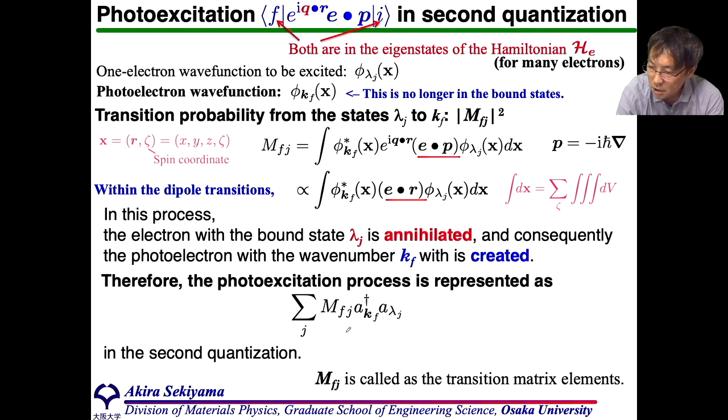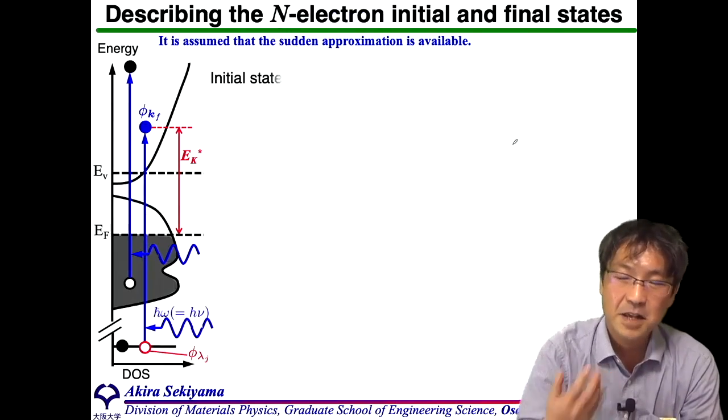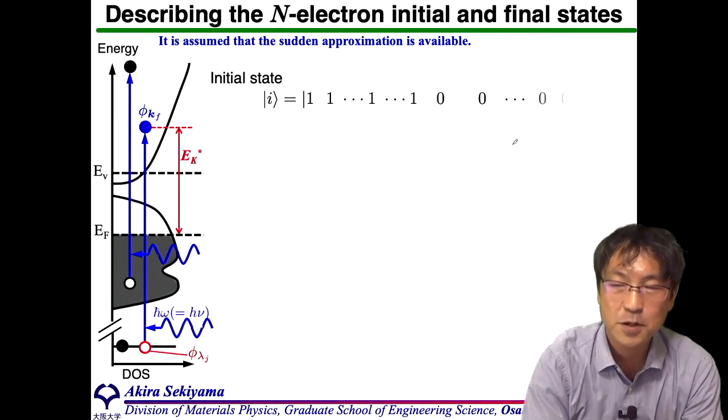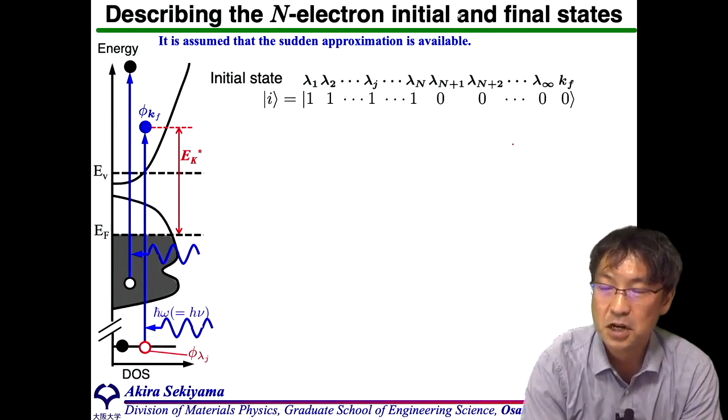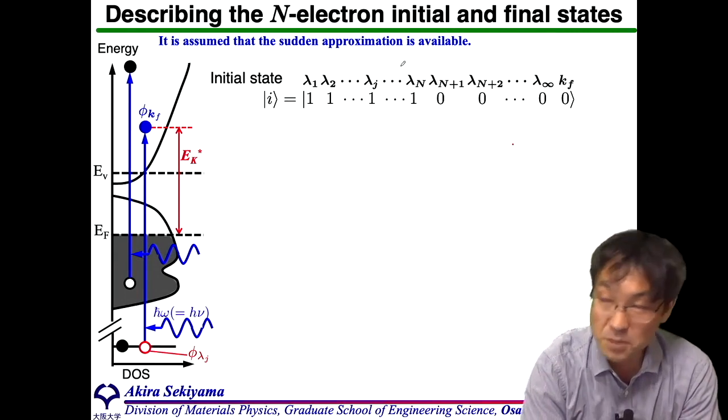So this M_fj is called the transition matrix element. By using this notation, we can describe the photoemission process in second quantization. Then I explain the description of the N-electron system in the initial and final state of photoemission.